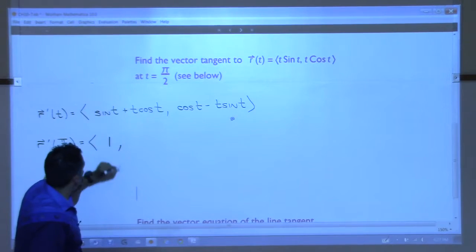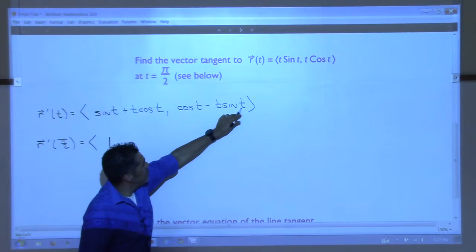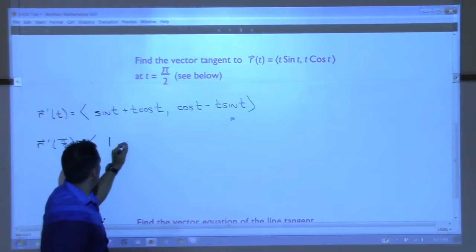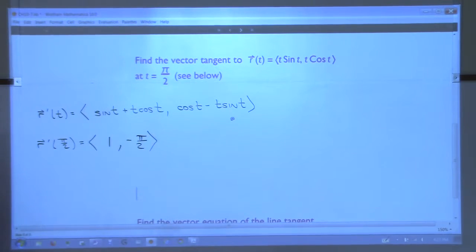So this is just 1 comma, and then cosine of pi over 2 was 0, and sine of pi over 2 was 1, but then we have a pi over 2 in front, right? So minus pi over 2 here. All right. So at t equals pi over 2, the vector that would be tangent to this curve would be the vector 1, negative pi over 2.